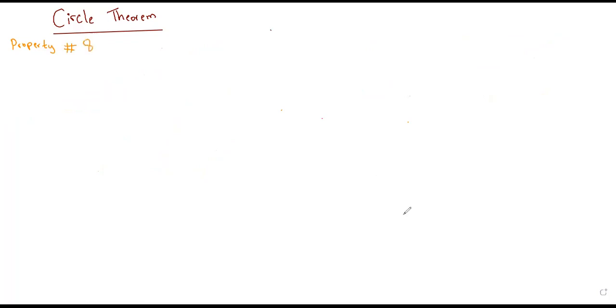So property number 8 says that, let's say this is the circle and this is a chord of the circle. Let me just cut the extra bit. And this is the center of the circle.